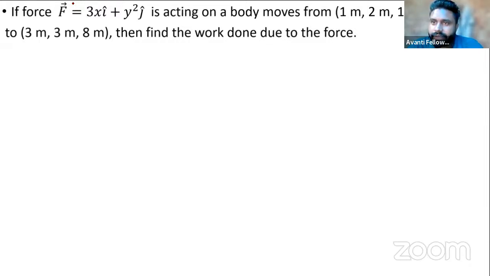Now I am giving you 1 minute to solve this question. And it is a very simple question. Do not be afraid of this expression, 3x i cap plus y square j cap. Just find out the displacement vector, and then take a dot product of it with F. Then you will find the work done. Okay? So try to solve this question. Are you trying to solve this question?